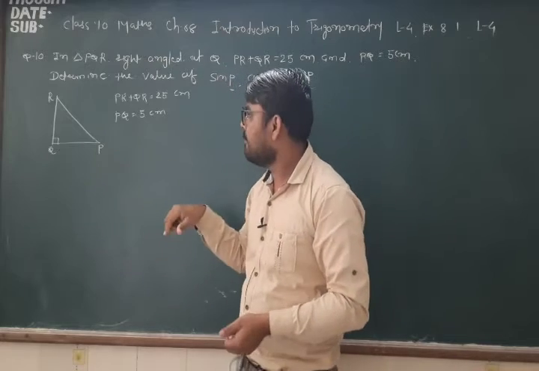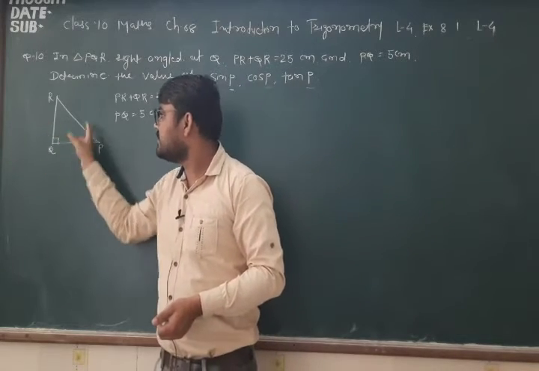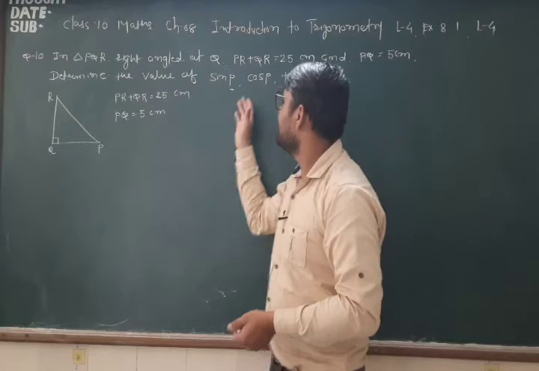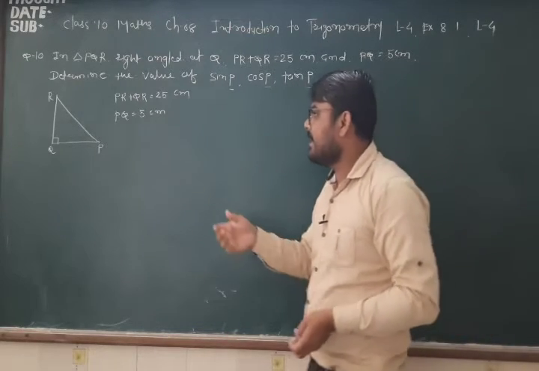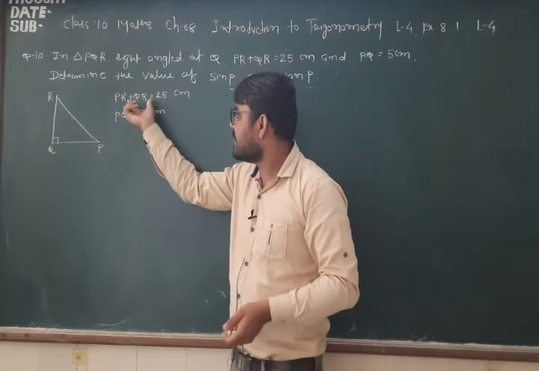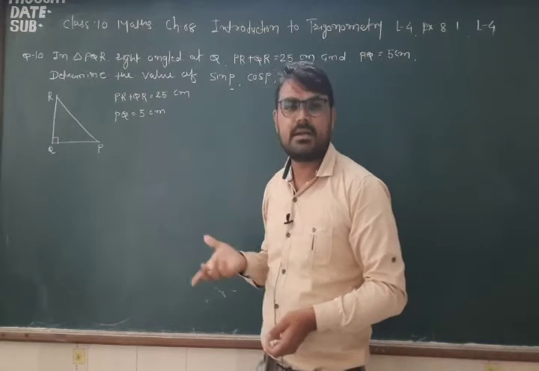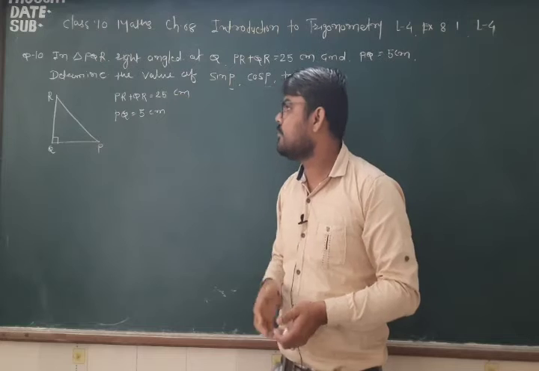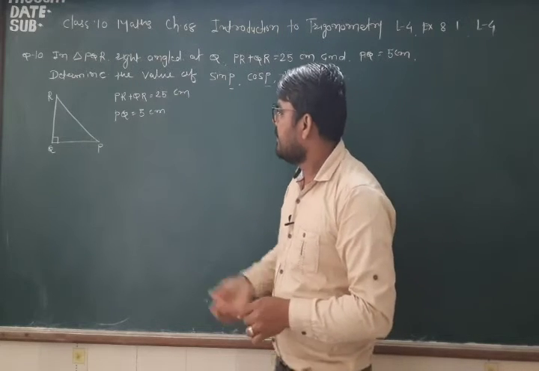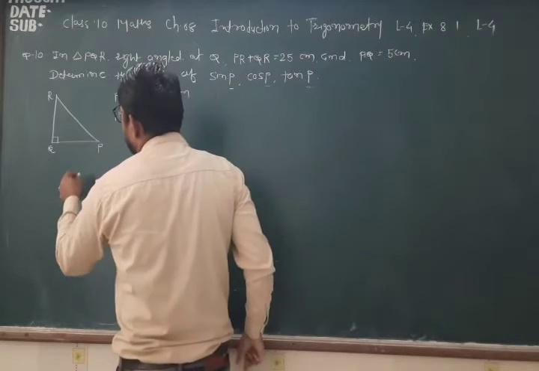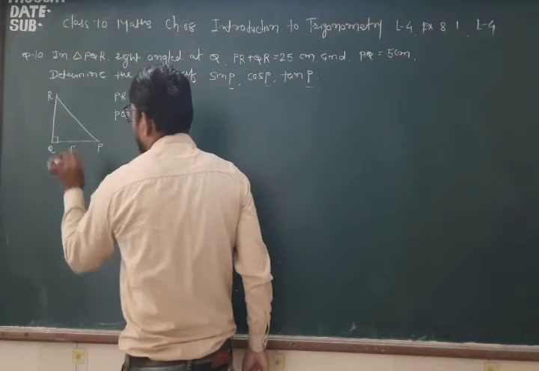So first of all, we will try to find all the sides of the right triangle, then we will frame these trigonometric ratios. Okay. So for finding the remaining sides, we will use this condition, PR plus QR equal to 25 centimeter. That will be helpful to us to find the remaining sides. Here PQ is already given, that is 5 centimeter. So this one is already 5.